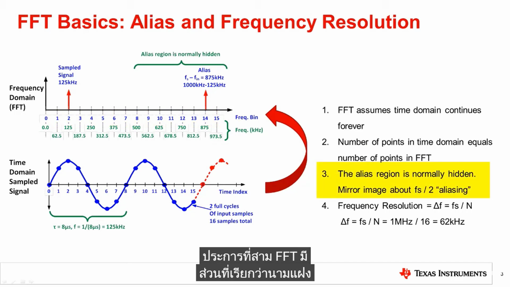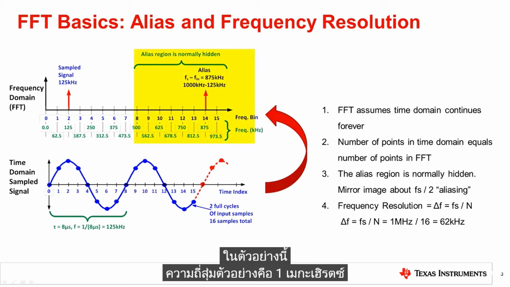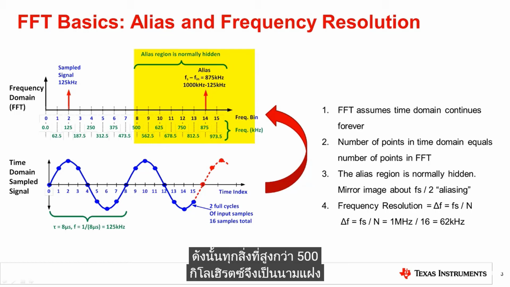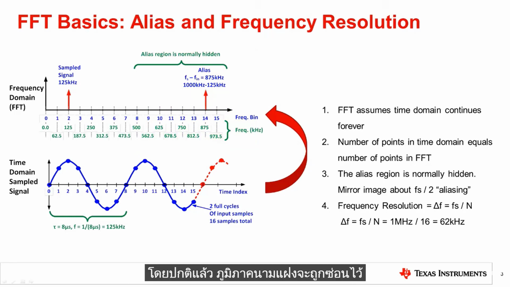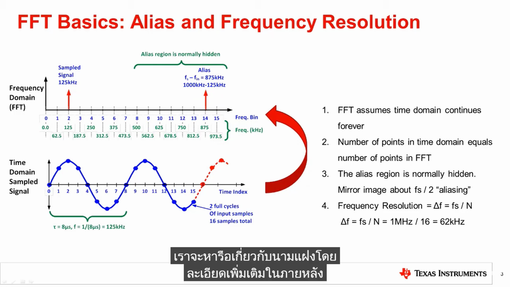Third, the FFT contains a region called the alias. The alias is a mirror image of the valid frequency region, and it occurs above the sampling frequency divided by 2. In this example, the sampling frequency is 1 MHz, so everything above 500 kHz is an alias. The alias region is normally hidden as it is redundant information. We will discuss aliases more in detail later.